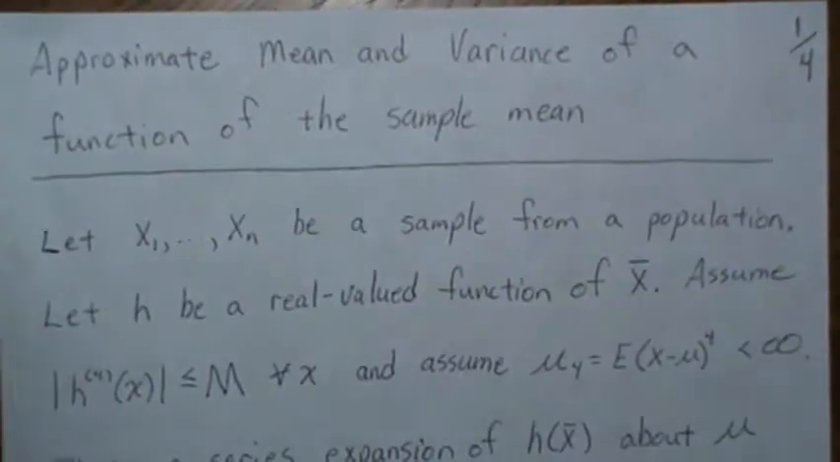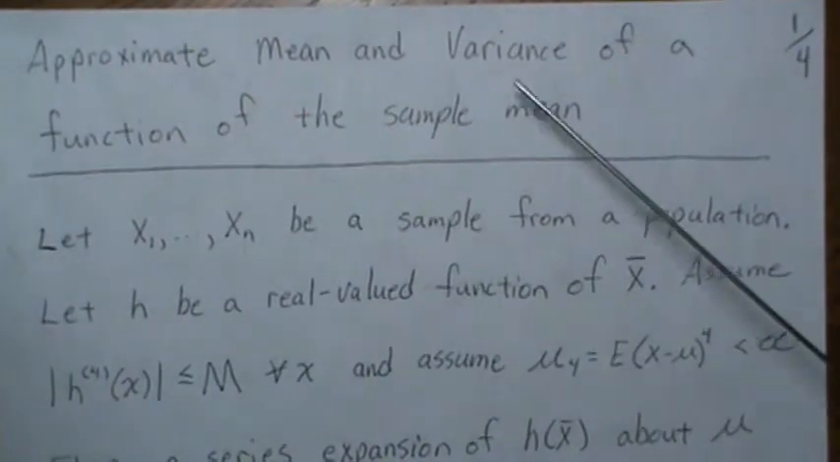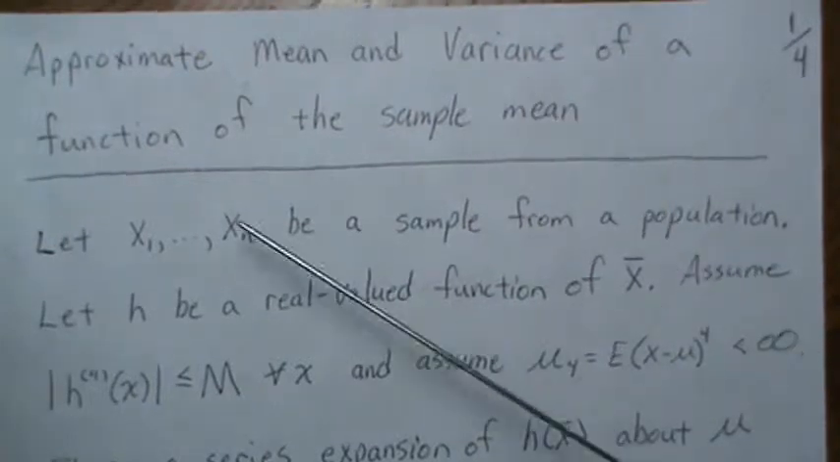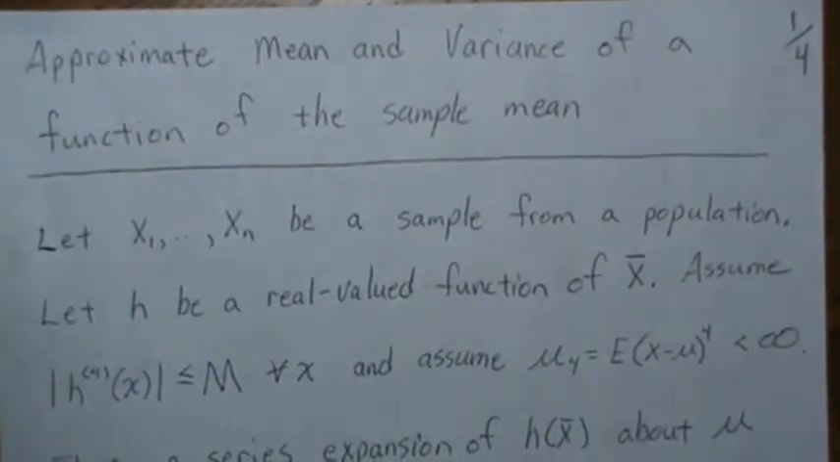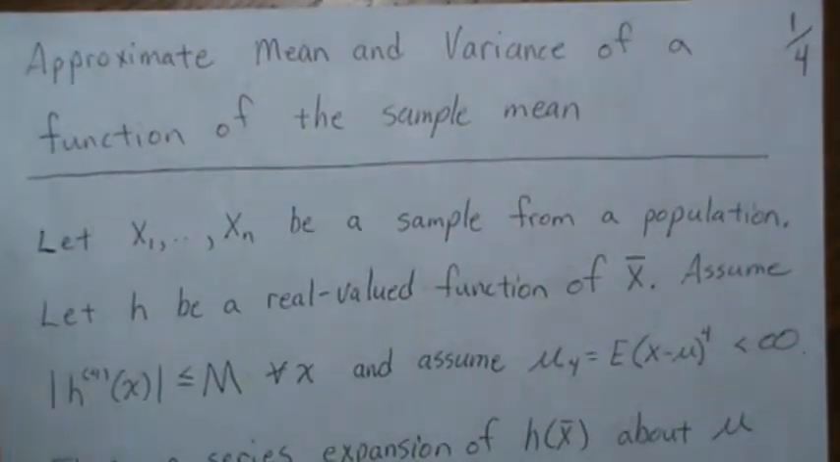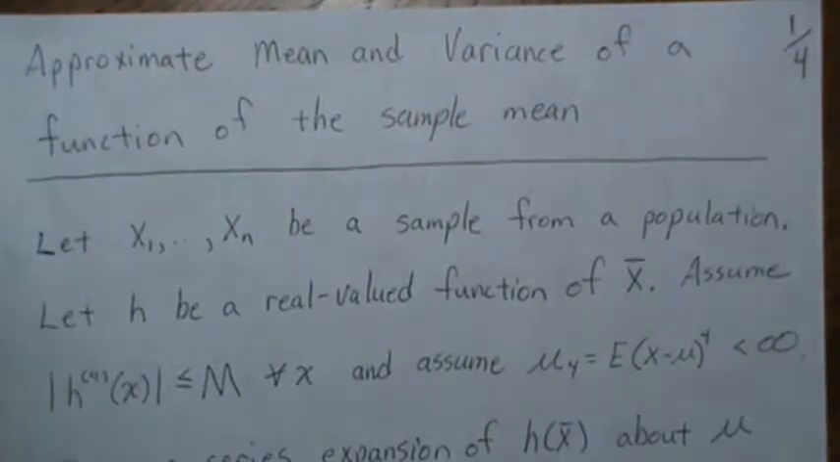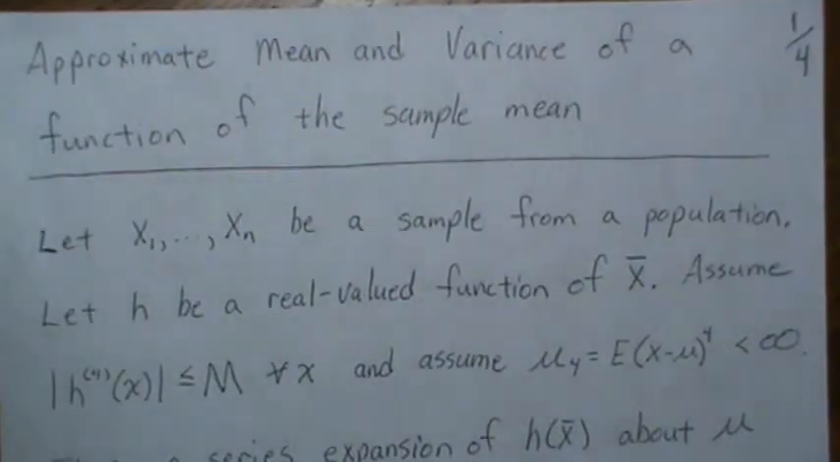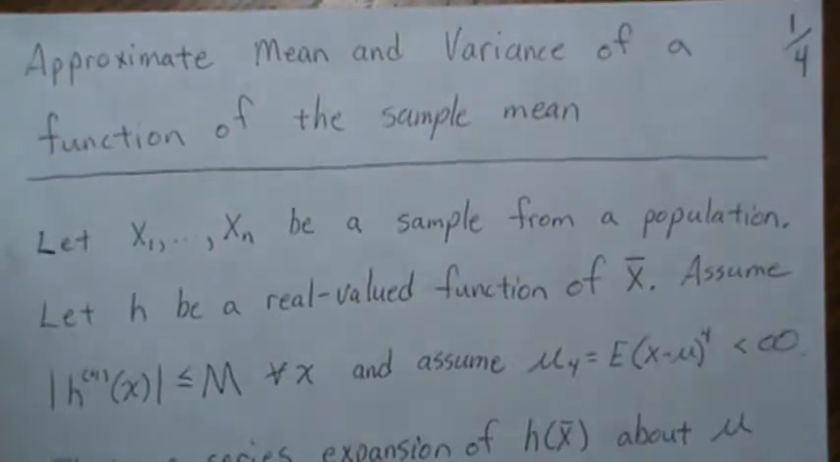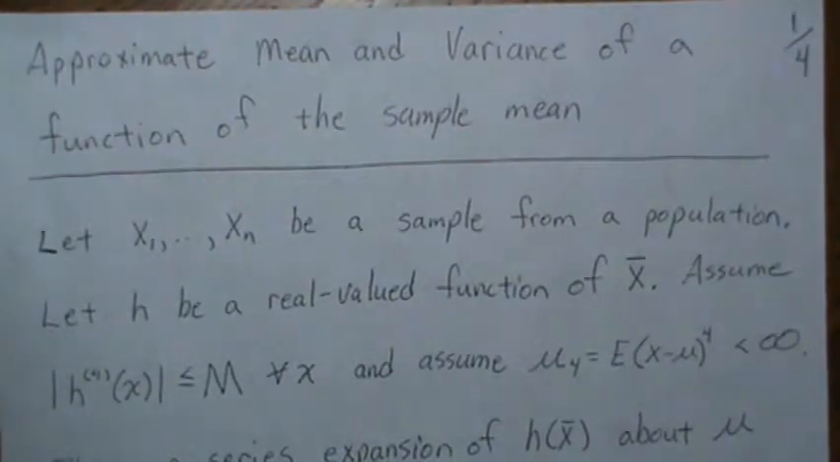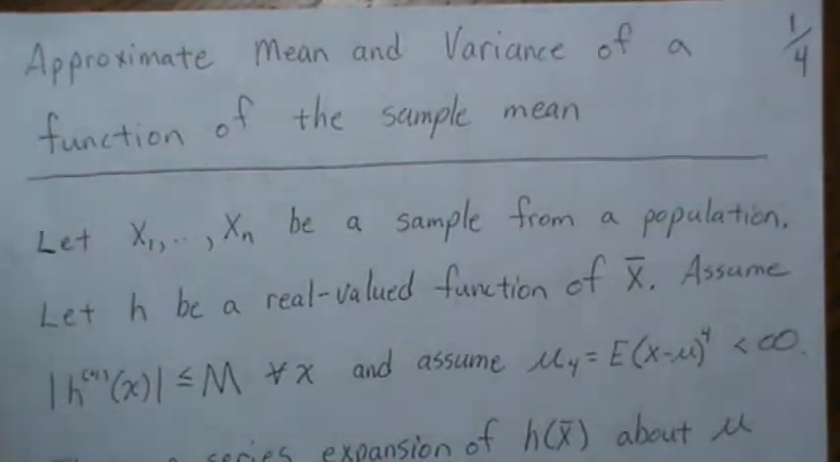Hello, in this video we're going to find the approximate mean and variance of a function of the sample mean. The first two pages will be a little bit thick in theory, and we're going to make use of a Taylor expansion about the function of the sample mean, and then pages 3 and 4 give a very detailed example of what we just discussed on pages 1 and 2.